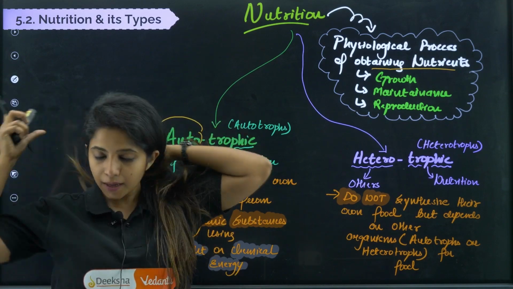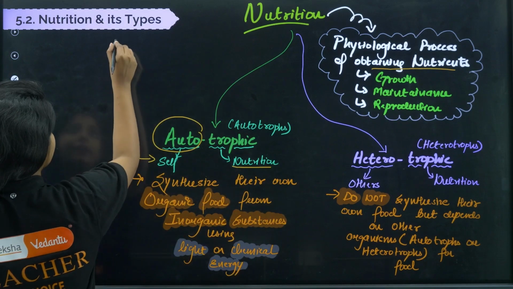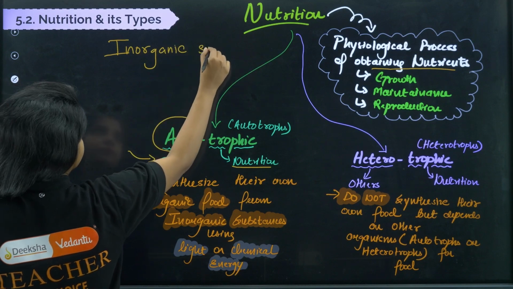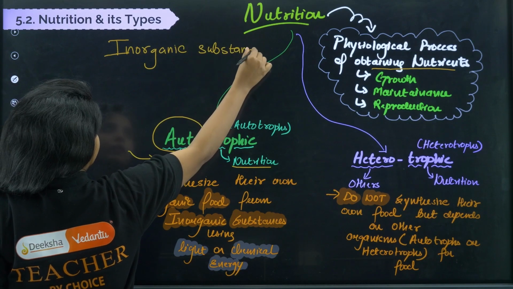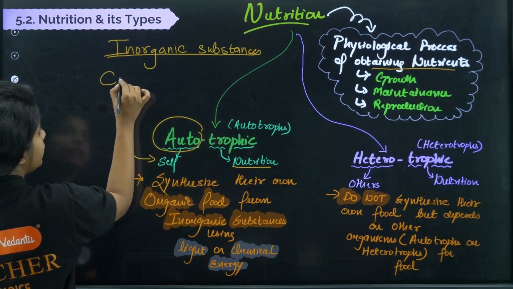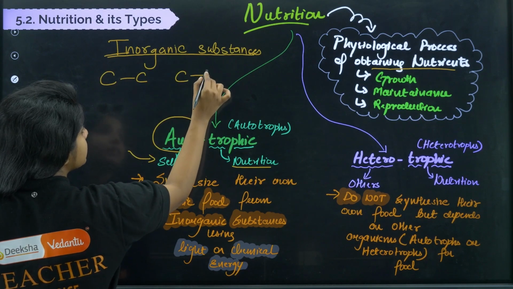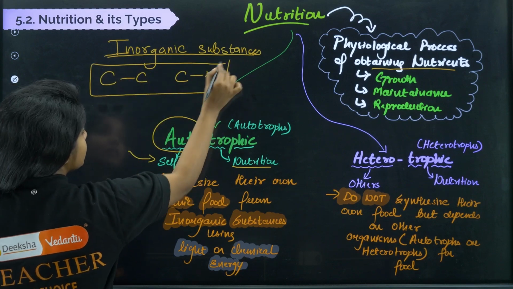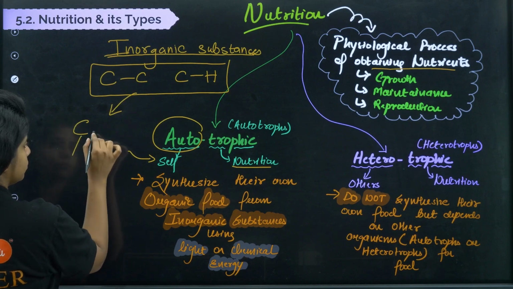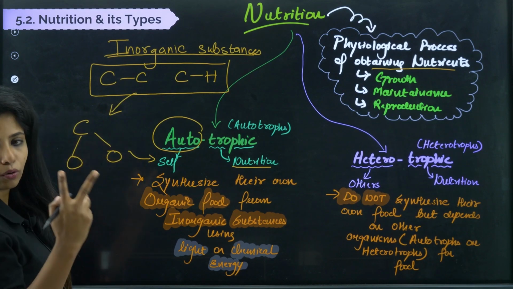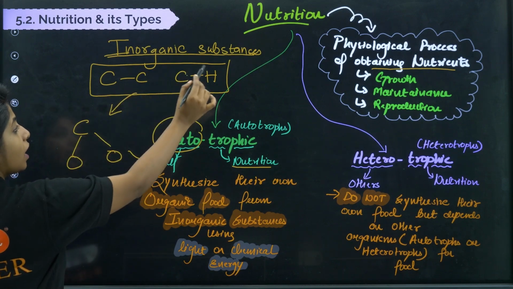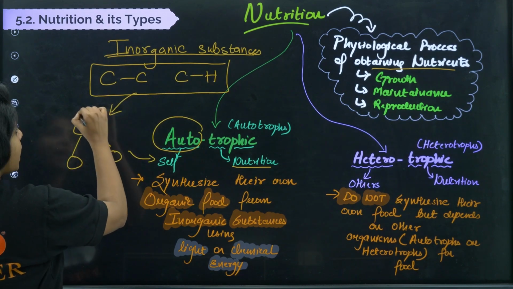How can you understand that? Basically, when I say that inorganic substances are coming together, inorganic substances means what, children? Wherever you do not find a C-C bond or C-H bonds, you call these things inorganic. For example, CO2, C and double O. Over here, do you see a C-C bond, that is carbon-carbon bond? No. Do you see a carbon-hydrogen bond? No. So I call this inorganic.